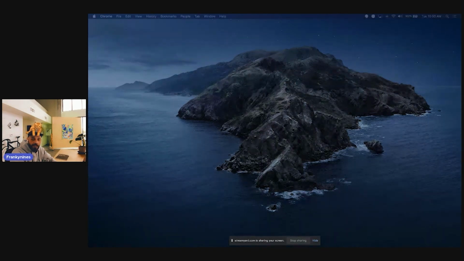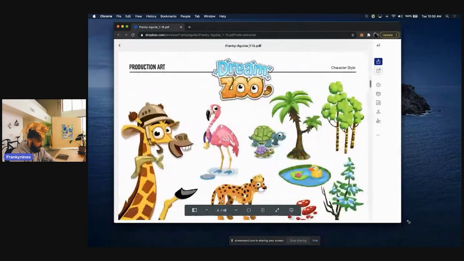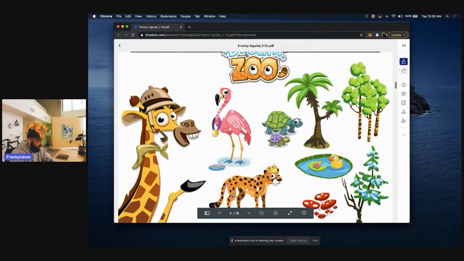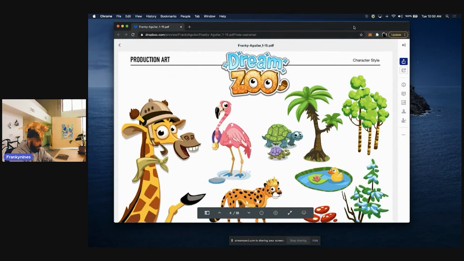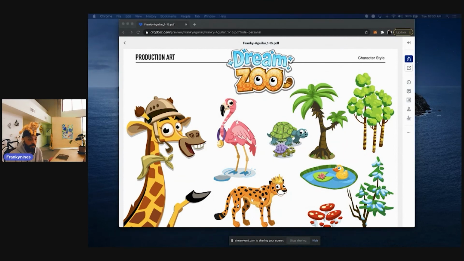Oh yeah, this is another great series of work. When I worked at Zynga, I was a character artist, and I did the branding and visual art direction for a game called Dream Zoo, which was almost 10 years ago. I did all the character design and props and different things. The way that we animated this was really cool, because all these characters were animated and they all walked around.